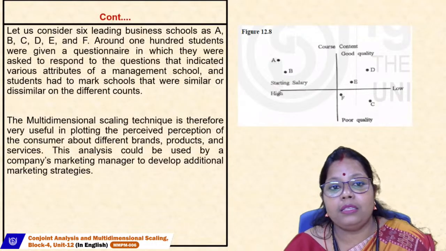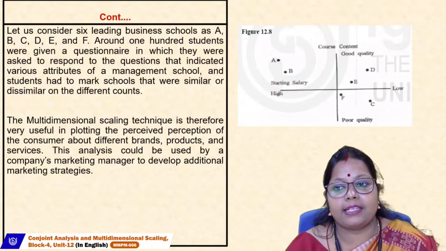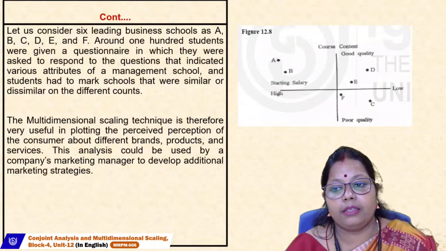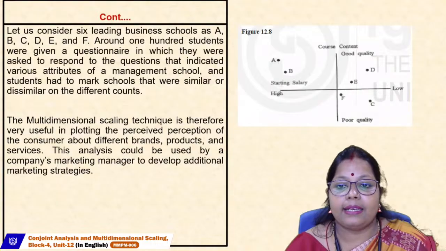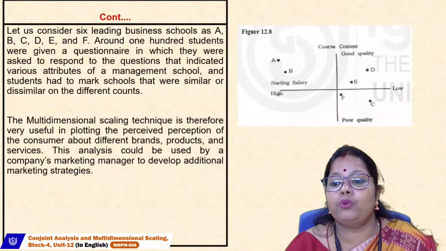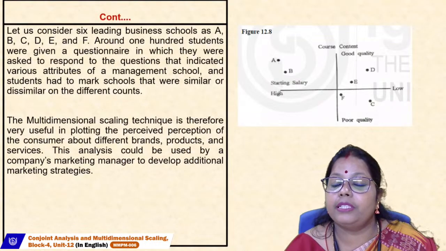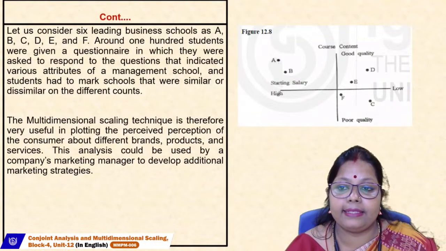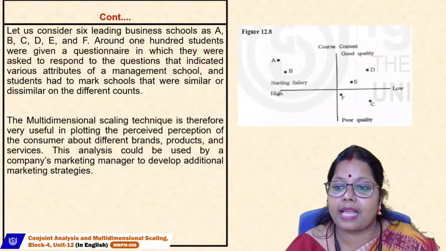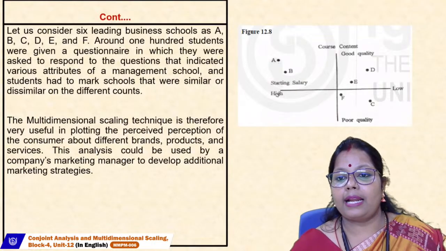who the B schools are and which quadrant of this diagram they lie in. We have segmented it into four quadrants: good quality and poor quality of the course content, and high and low starting salary. We have the attribute course content, and the attribute starting salary, which has two levels, that is high and low.